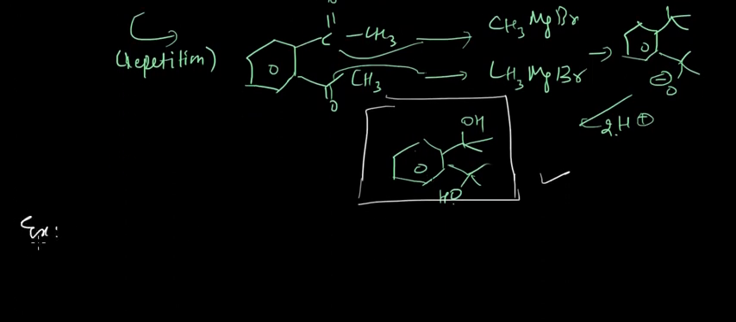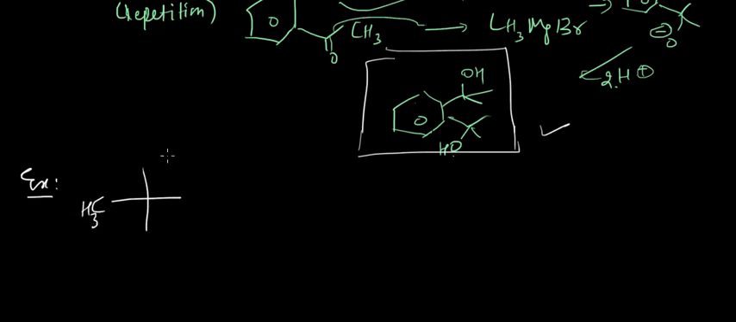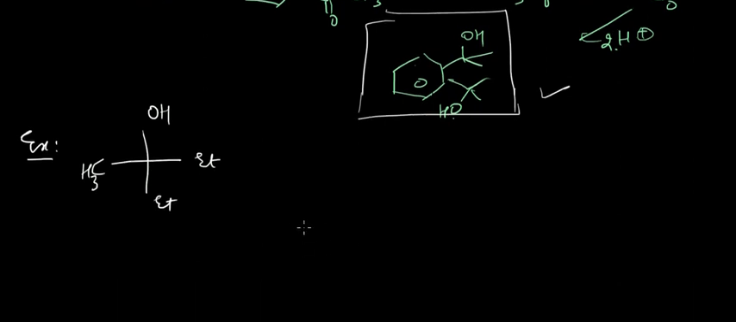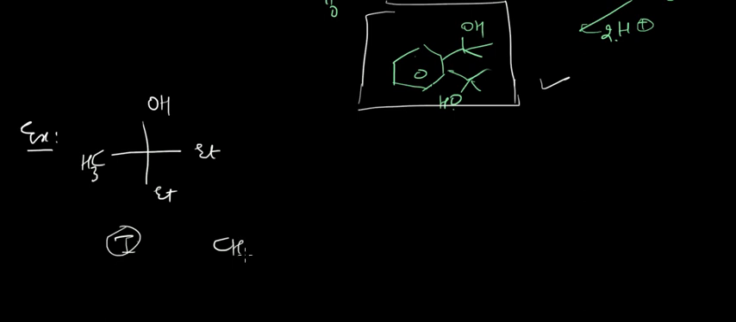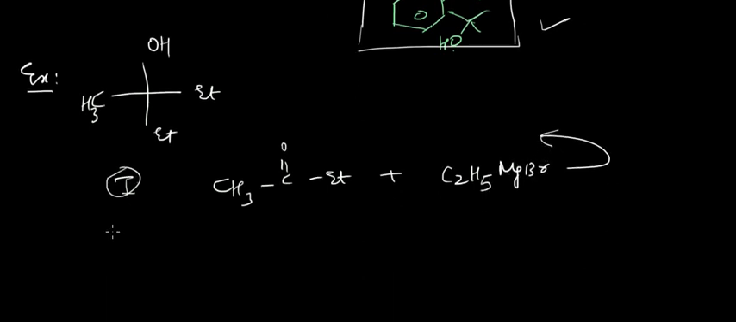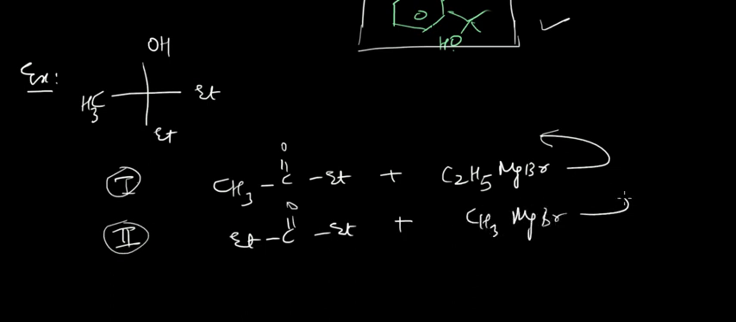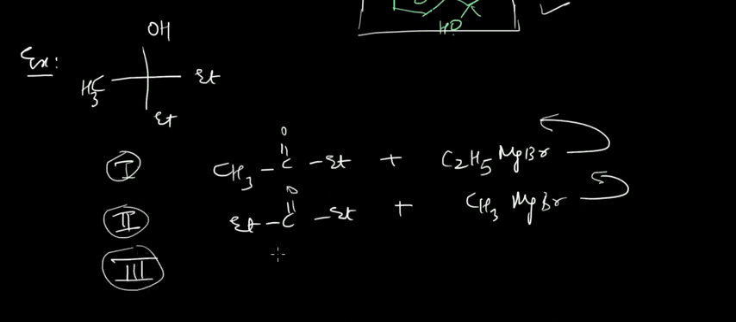Okay, let's see another example. In this example, suppose we have a compound like this, 2 Et here, and so in how many ways can this compound be prepared? So let's take the first approach. In the first approach, we can have something like this plus C2H5MgBr. It will result in this compound. Second approach, we can have something like this plus CH3MgBr. Again, it will result in something like this. Third, we can have this compound also. We can have something like CH3OEt plus again Et MgBr or 2 Et MgBr.